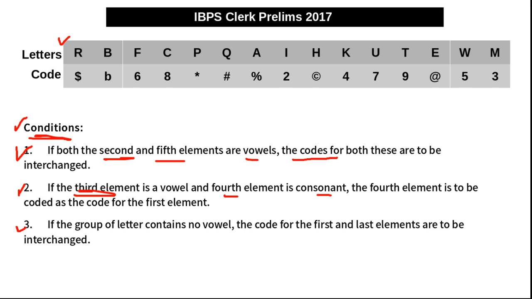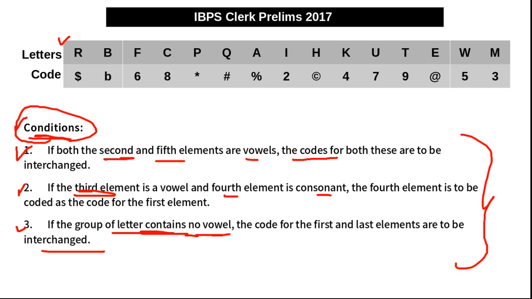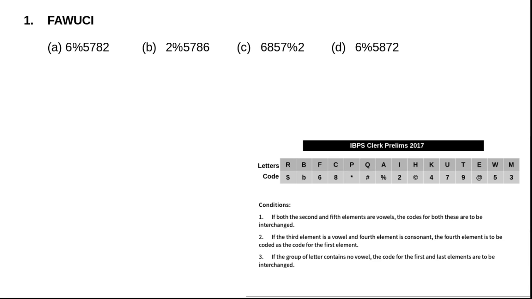And the third is: if the group of letters contains no vowel, the code for the first and the last elements are to be interchanged. So after reading these conditions, you can attempt the questions. So we'll go to the questions.